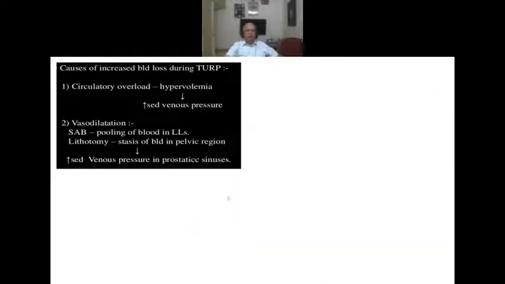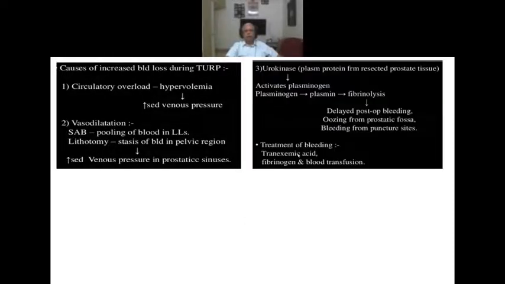The causes of increased bleeding may be overhydration, vasodilation because of the SAB and lithotomy, and increased venous pressure in prostatic sinuses. The urokinase release from the prostatic tissue also causes activation of the plasminogen, resulting in plasmin fibrinolysis, with delayed postoperative oozing. So you can use tranexamic acid or aminocaproic acid.